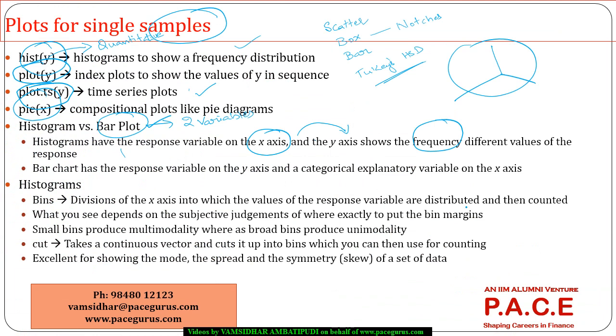So that is what was depicted by a histogram, whereas for the bar chart you always have the response variable on the y-axis and the categorical variable on the x-axis. So that's one major difference you could see with respect to the histogram versus the bar plot.